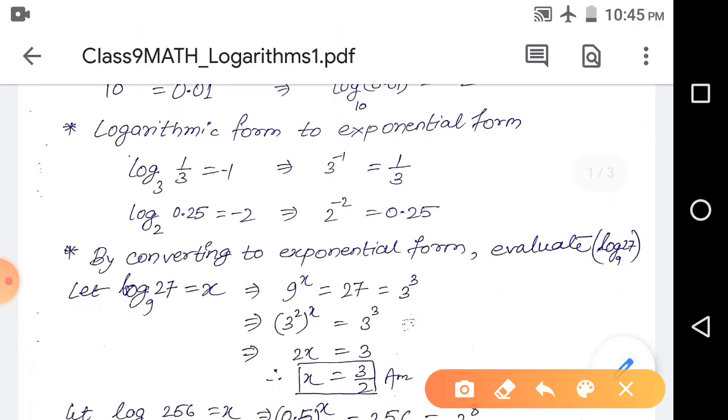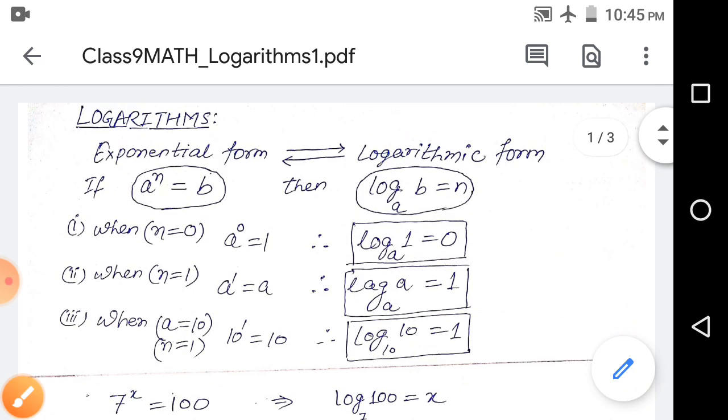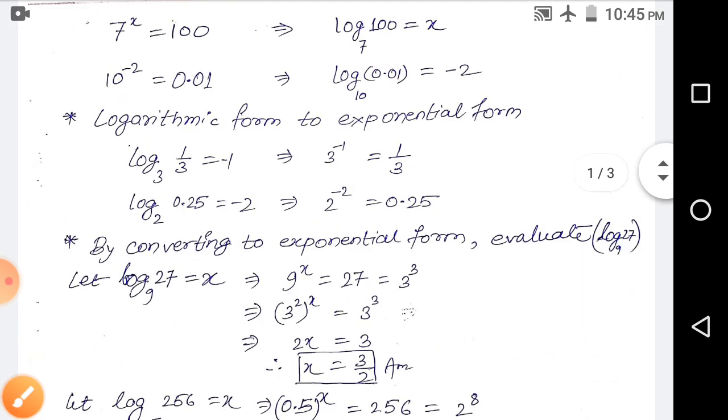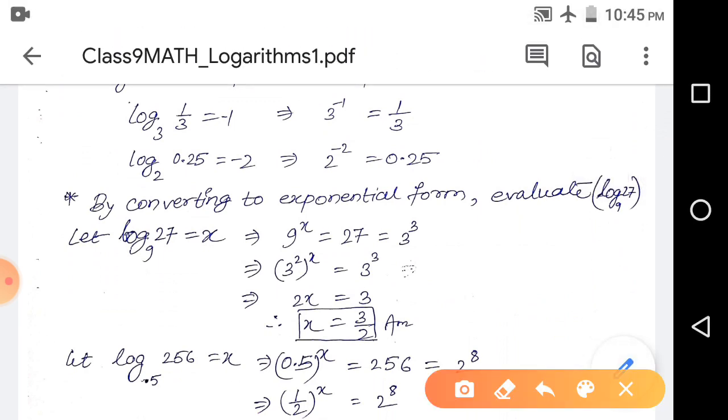Now suppose we have a logarithmic form and we have to convert this into exponential form, and we have log base 3 of 1 by 3 equals minus 1. So for this 3 we will take this part as the power. So 3 to the power minus 1 is equal to this, which is the b. Remember, I am telling about this b. So 3 to the power minus 1 equals 1 by 3.